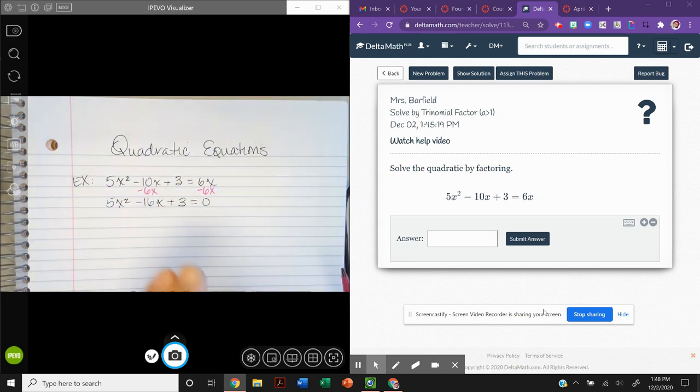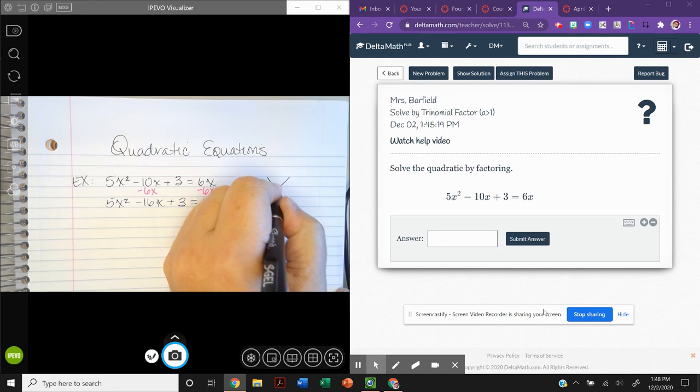And then you're going to go through your questions and ask yourself, do you have a GCF? Do you have a difference of squares? And if you say no to both of those, you move on to the X puzzle. All right, so there is no GCF. This is not a difference of squares. So let's go to our X puzzle.